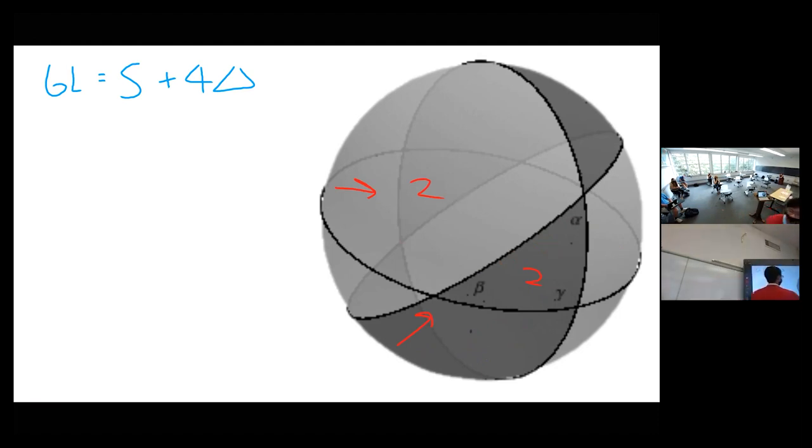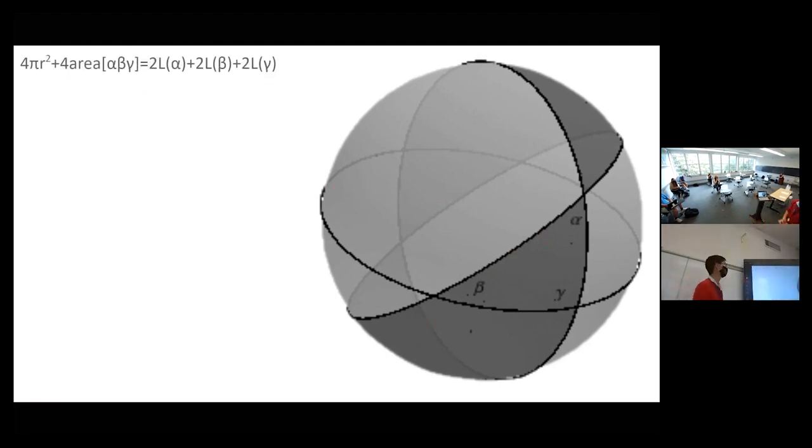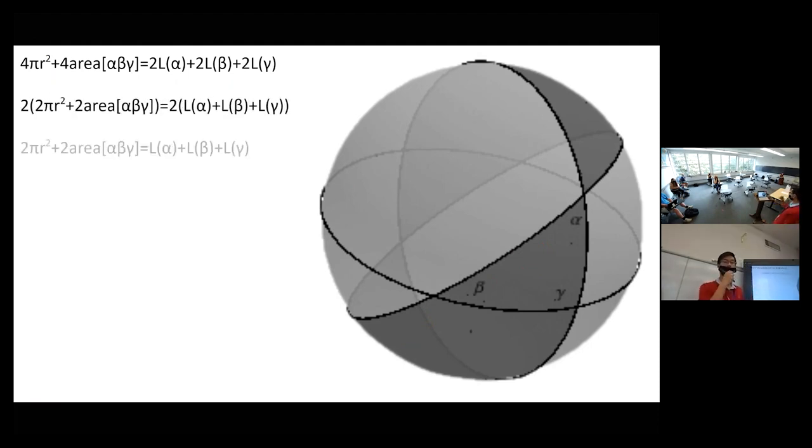All right, now we can put this into an equation. So the surface area of the sphere, which is 4 pi r squared, with r being the radius of the sphere, plus 4 times the area of the triangle is equal to the 6 lunes. If we factor out a 2 on both sides and divide by 2, we get that 2 pi r squared plus 2 times the area of this triangle is equal to just 3 lunes, 1 for each angle.